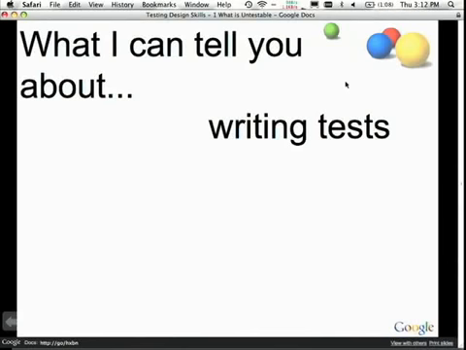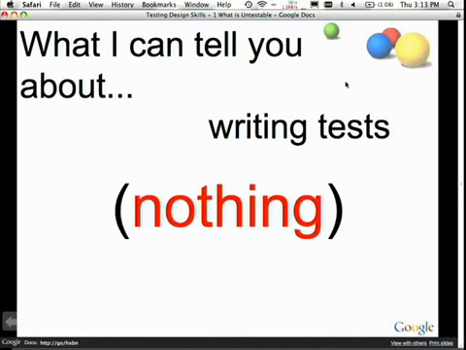So here's the thing. What can I tell you about writing tests? Turns out nothing. Like, I cannot teach you anything. There's no magic to writing tests. Absolutely none. There's a couple of tools like easy mocking frameworks and stuff like that. But for the most part, there is no secret knowledge I have about testing. None whatsoever.